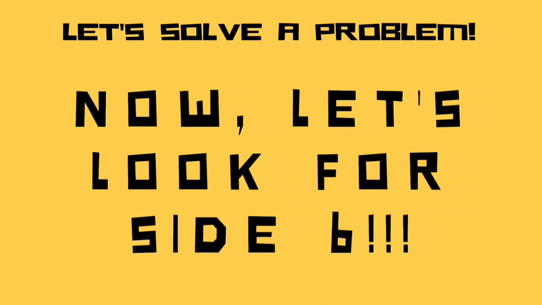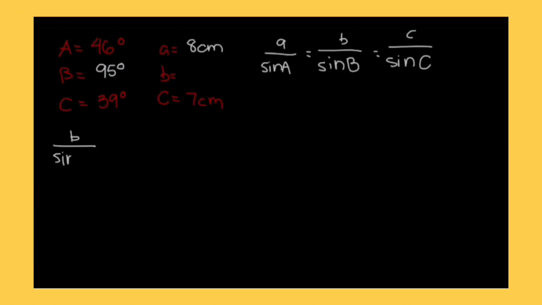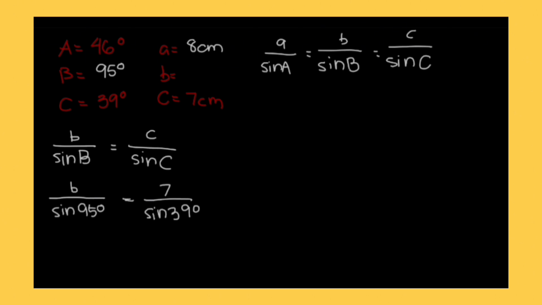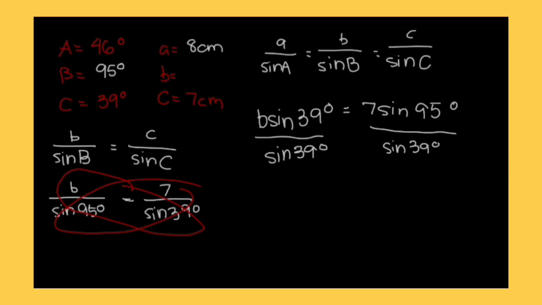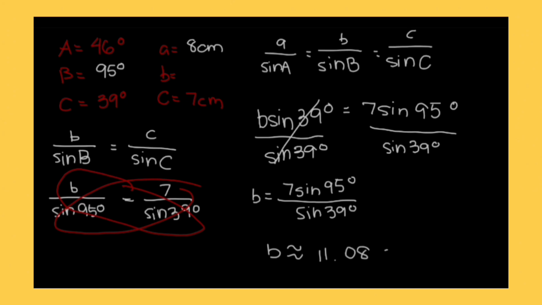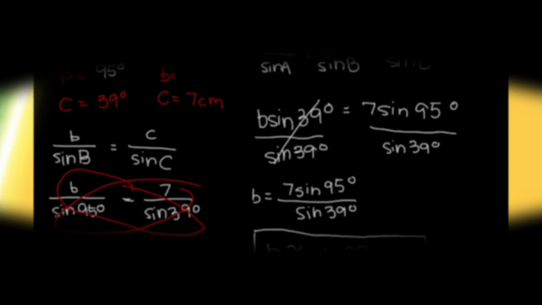Now, let's try and solve side b. b over sine B equals c over sine C. We will be multiplying b sine 39 degrees and 7 sine 95 degrees. And we will cancel b sine 39 degrees by sine 39 degrees so that we will be left with b. Therefore, b is equal to 7 sine 95 degrees over sine 39 degrees, and our b will be 11.08 centimeters. Easy, no?